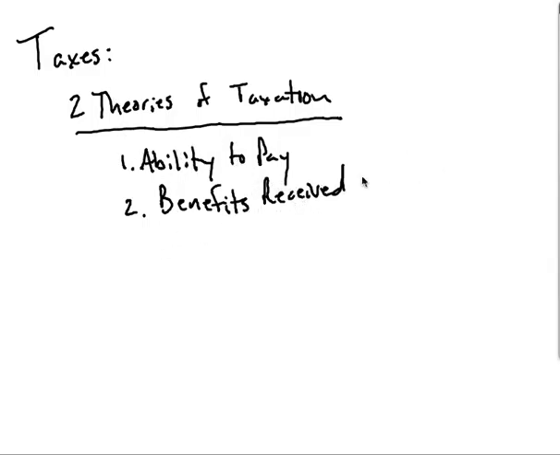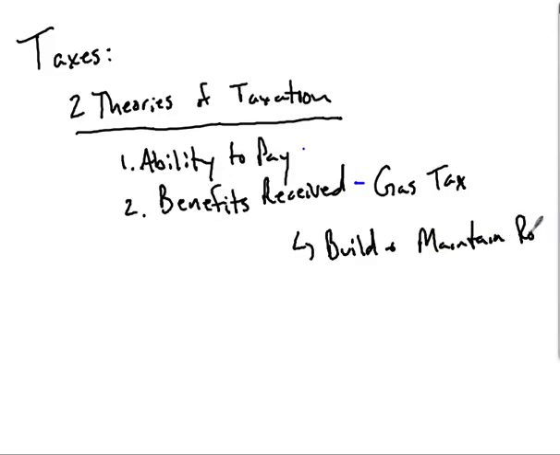All right, and this says that if you receive a benefit, then we're going to tax you for that government service that's provided to you. And so that would be stuff like, and the best example I can always think of is the gas tax. When you go to the gas station and you buy gasoline, there's a pretty decent federal tax on the gas. And they use this gas tax to build and maintain roads and bridges and things like that.